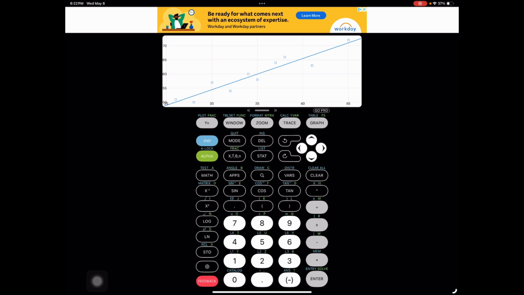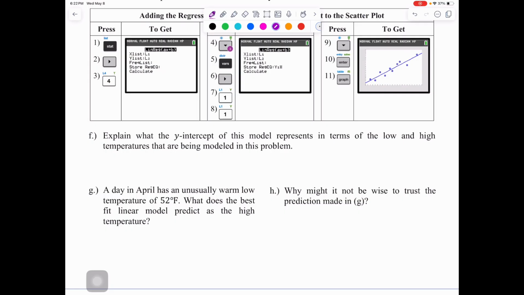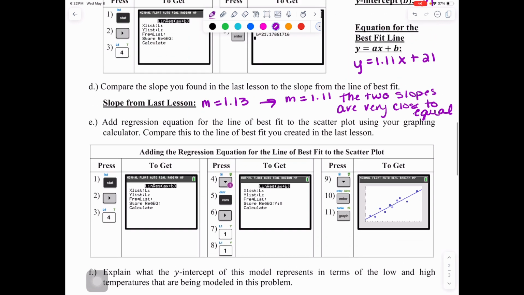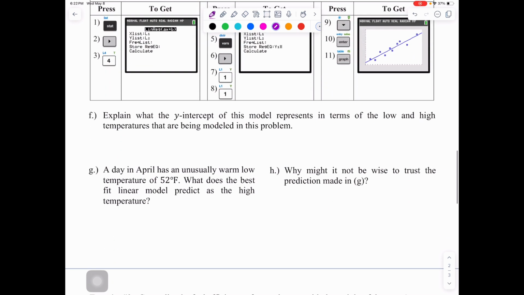the placement of it. Now moving on from there, we have to be able to interpret what we have as slope and possibly y-intercept, similar to what we did yesterday. So part F says, explain what the y-intercept of this model represents in terms of the low and high temperatures that are being modeled in this problem. So the y-intercept for us is 21.